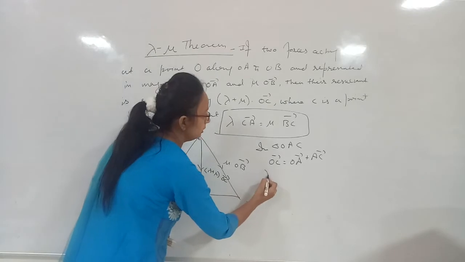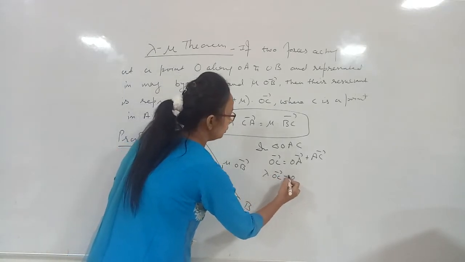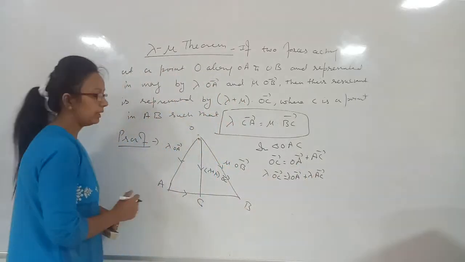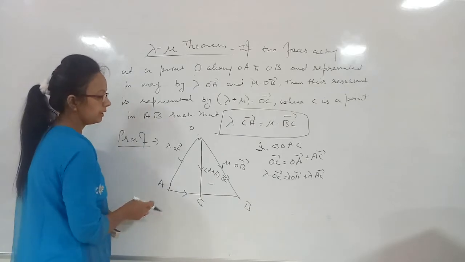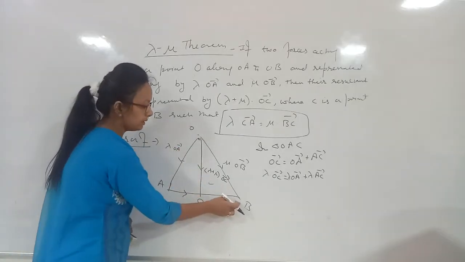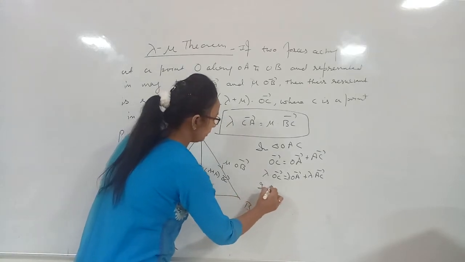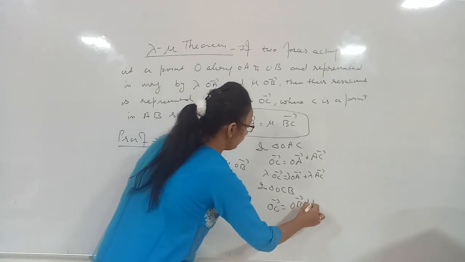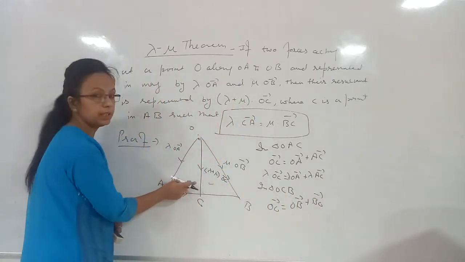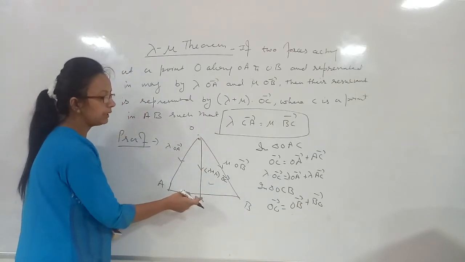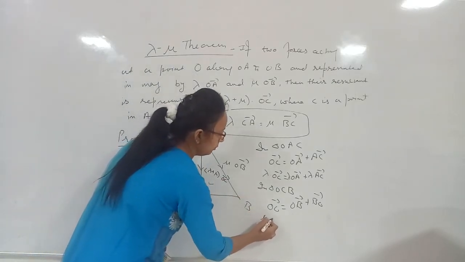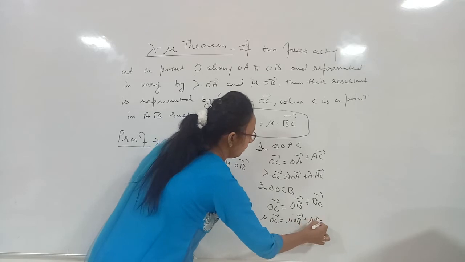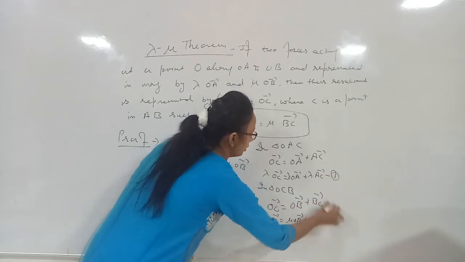Multiply both the sides with lambda. Lambda into OC is equal to lambda into OA plus lambda into AC. Similarly, in triangle OCB, we can write OC is equal to OB plus BC. Now we'll multiply this equation with mu. So mu into OC is equal to mu into OB plus mu into BC. Say equation number 1 and equation number 2.